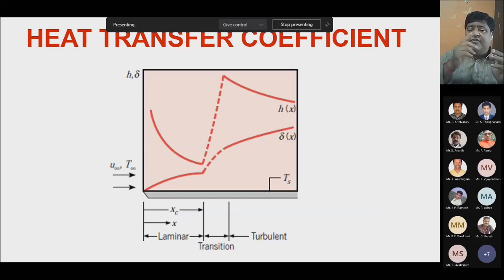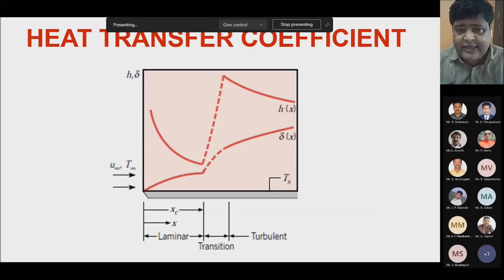So that is the reason there is a sudden rise in the value of h. If h is high, it means the fluid is taking more heat. Once the turbulence starts, the entire fluid starts mixing and comes in contact with the hot plate and absorbs heat, and as it moves along the length, it gradually decreases. So the point you have to understand is that the heat transfer coefficient h in turbulent flow will be very, very high compared to laminar flow. That is the reason in most industrial applications we operate the system in the turbulent region, so that the heat transfer is very high rather than in the laminar zone.